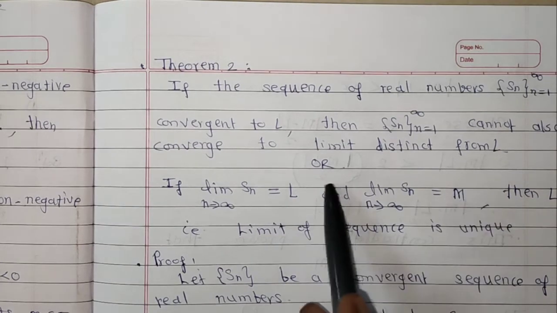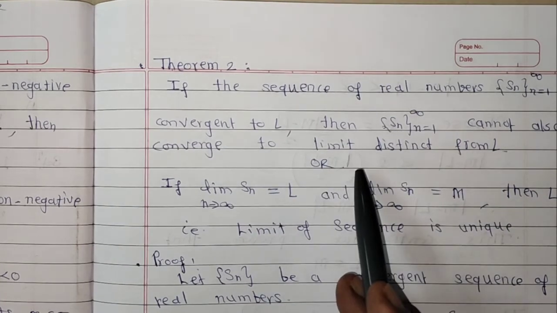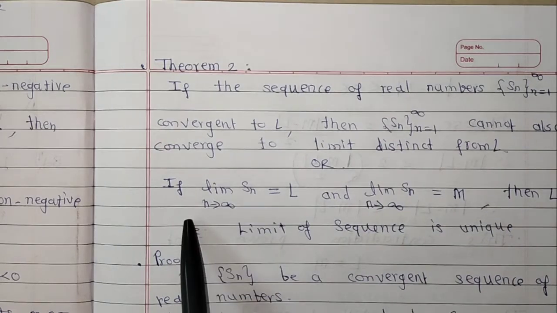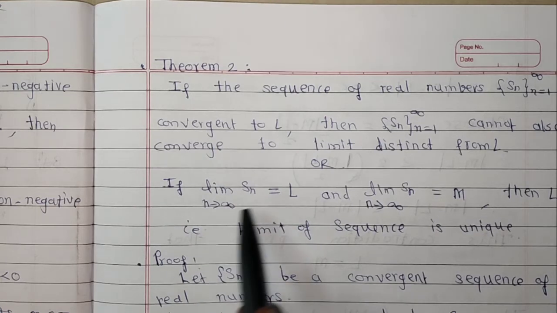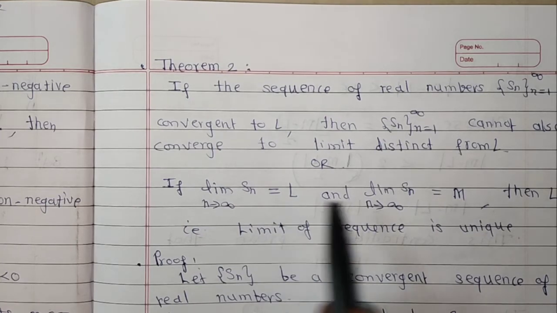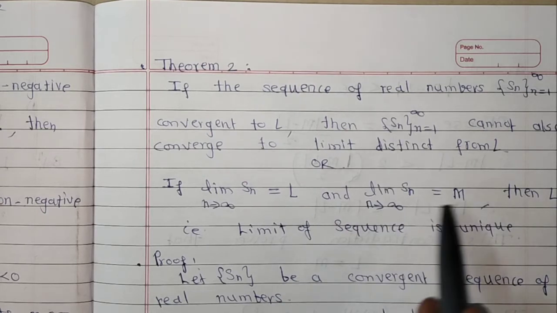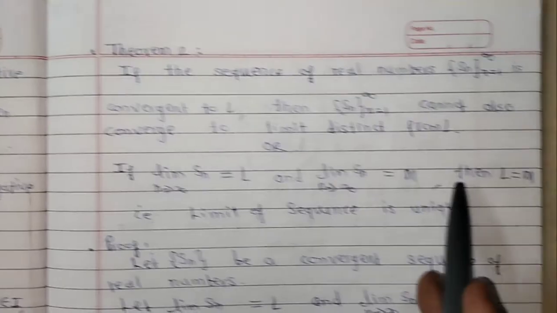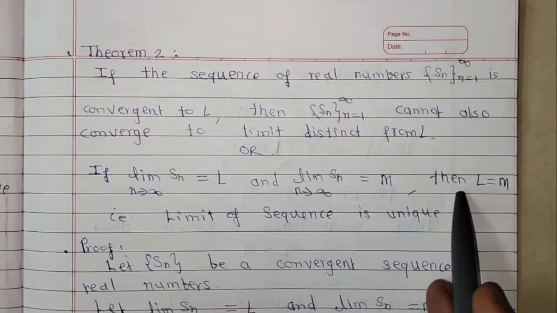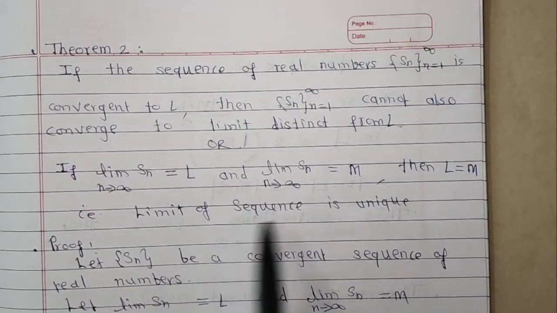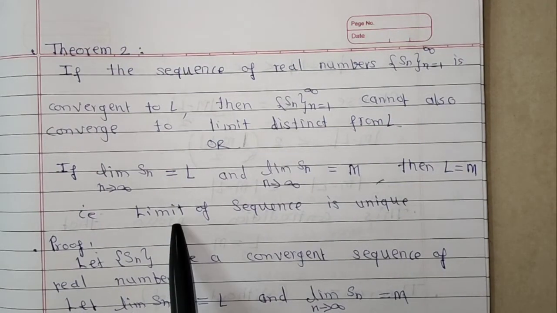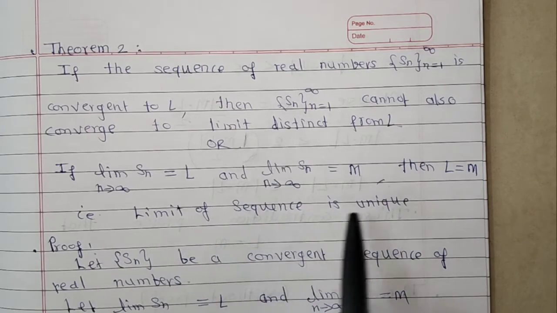Or this statement can be written in the form: if the limit of Sn as n tends to infinity equals L and the limit of Sn as n tends to infinity equals M, then we have to prove that L is equal to M. That is, the limit of a sequence is unique. In this theorem, we have to prove that the limit of a sequence is unique. Let us consider the proof of this theorem.